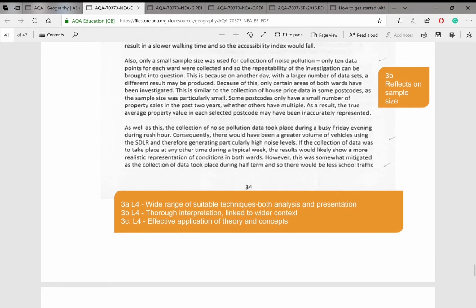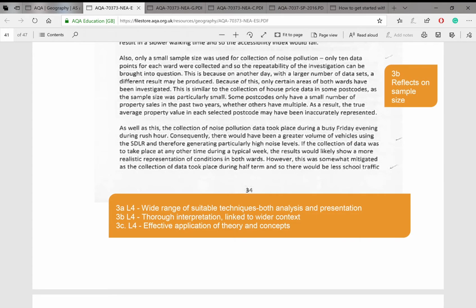They now become quite specific and talk about noise pollution data and the fact that it took place during a very busy Friday evening during rush hour. Then they go on to discuss how this would have affected the actual results and generated particularly high noise levels. And they talk about what could have been. So how could they have done it otherwise?